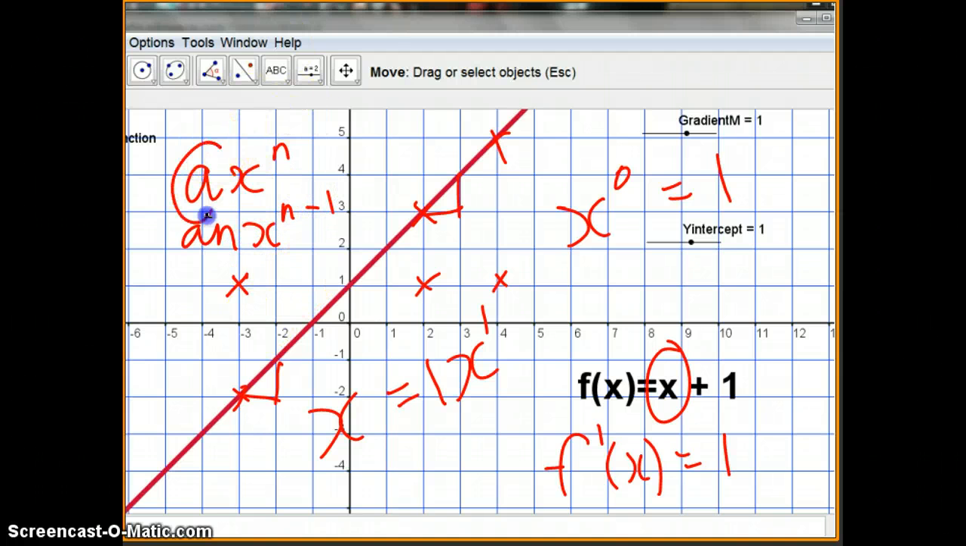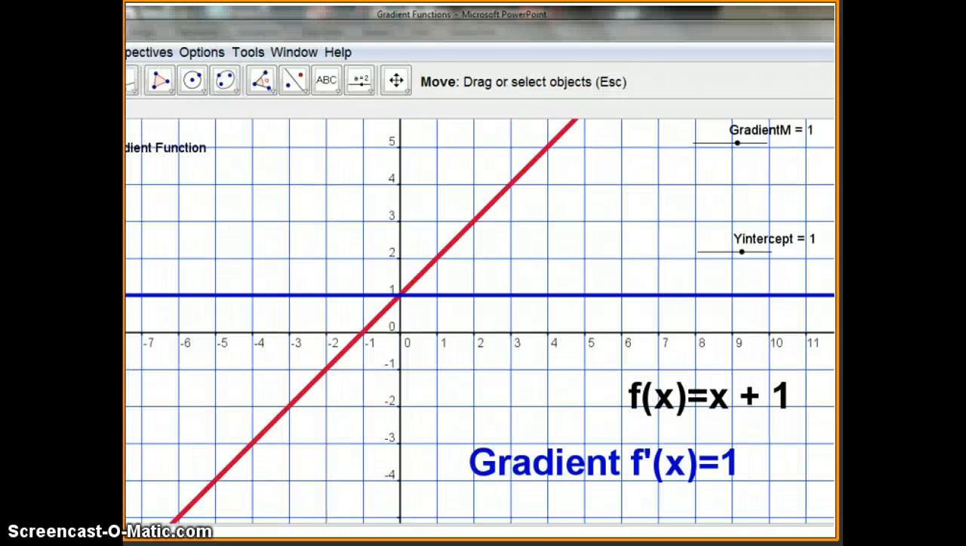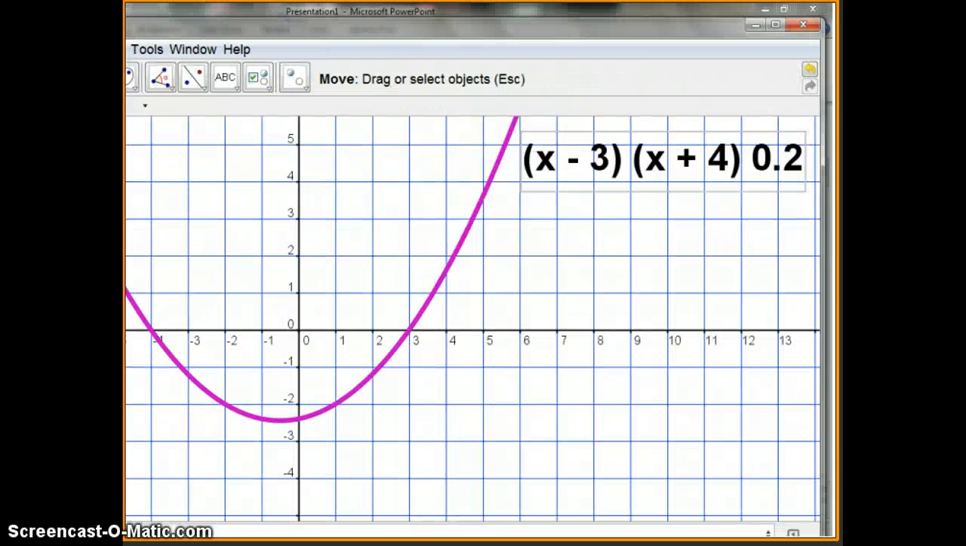So we basically multiply the number in front with the power. So 1 times 1 is 1. And then we take the power down by 1. We've got x to the power of 0. X to the power of 0 is 1, so the answer is 1. Okay, there we go. Sweet. Next question.